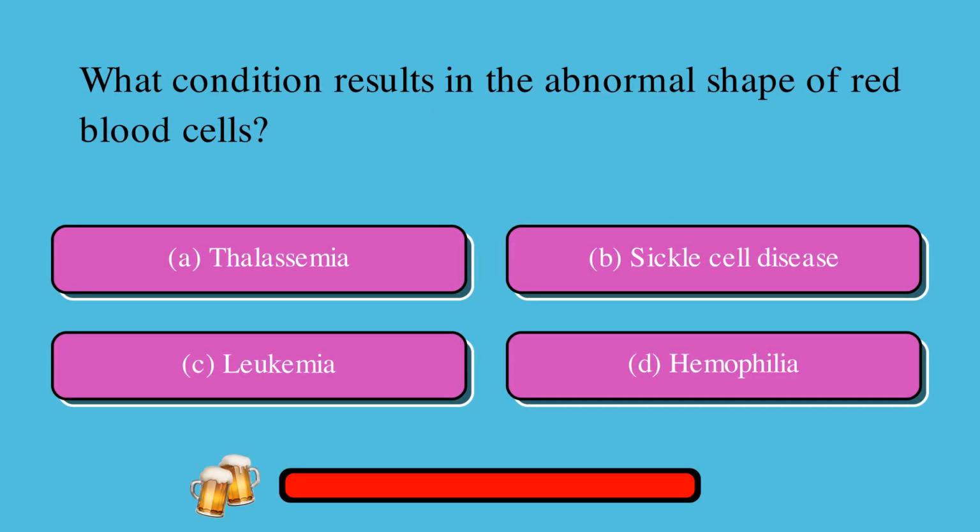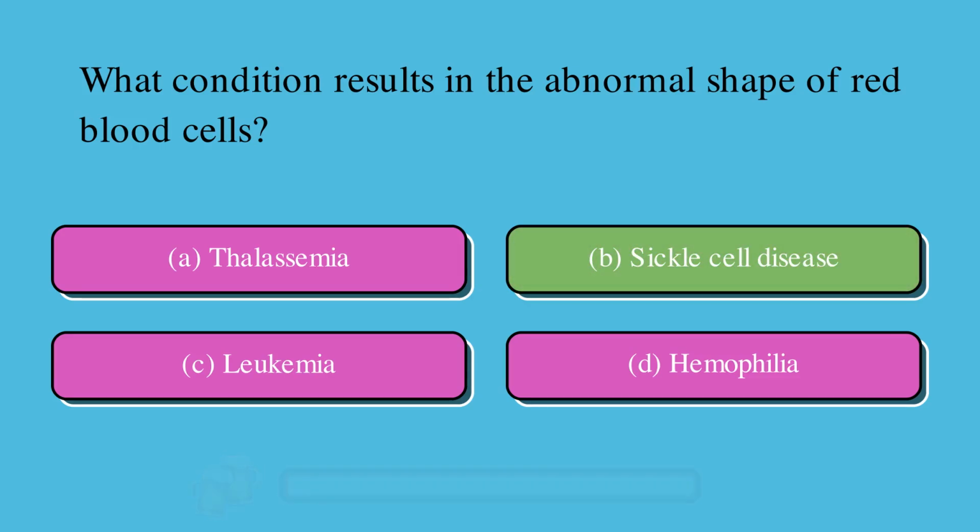What condition results in the abnormal shape of red blood cells? A, thalassemia, or B, sickle cell disease, or C, leukemia, or D, hemophilia? The correct answer is B, sickle cell disease.